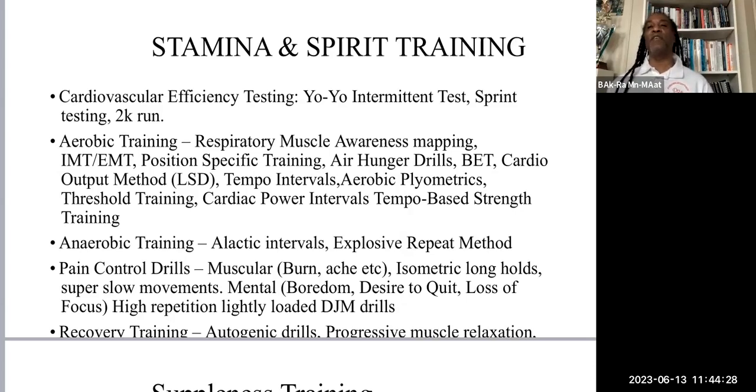Position-specific training. That is, you're putting the cricketers into positions that they're going to be in when they play, and they have to hold those positions. So you're getting local muscular endurance training there. Air hunger drills. Air hunger drills is where you're going to do movements while holding your breath. That is shown to be a great tool for enhancing aerobic capacity.